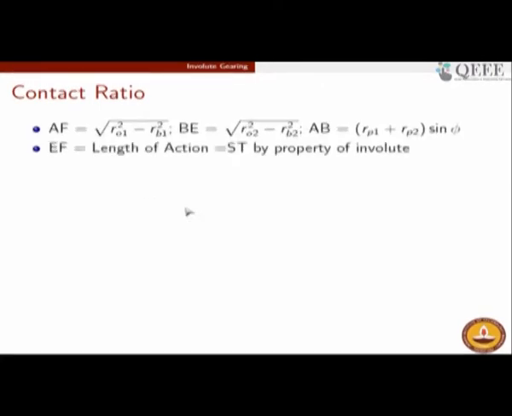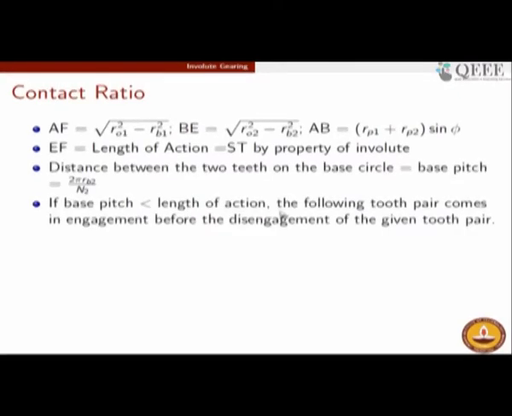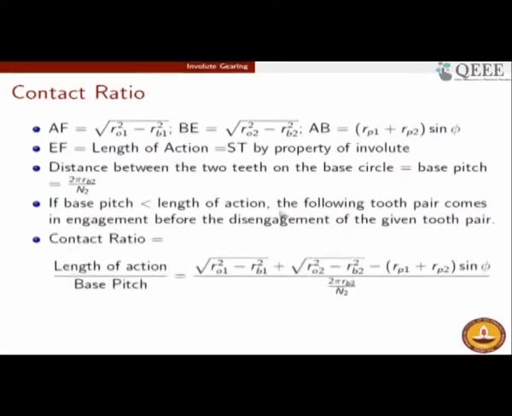So this is something that we have to carefully consider while using gears, that is the contact ratio, or this condition: base pitch has got to be less than length of action, otherwise the tooth will not come into contact before the disengagement. So we define this ratio, technically termed the contact ratio, as length of action divided by base pitch. Length of action is EF, which is the sum of all these three terms that we have found out, and base pitch is 2 pi rb2 by n2.